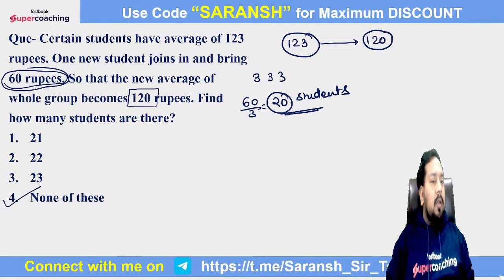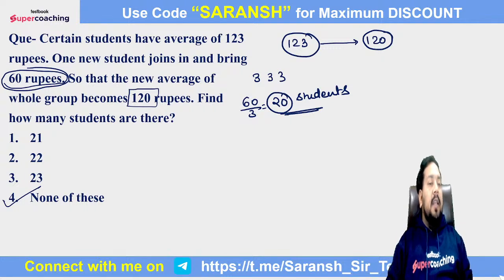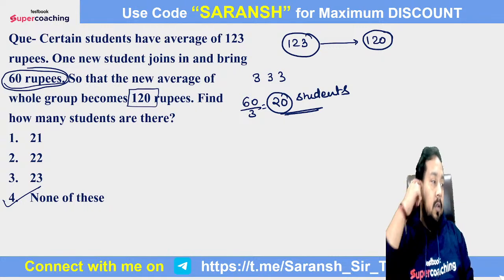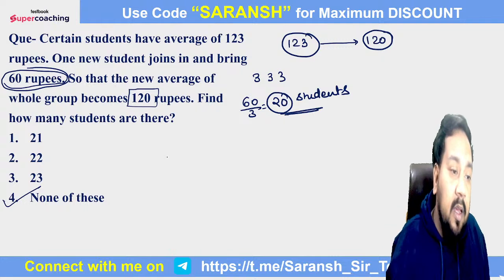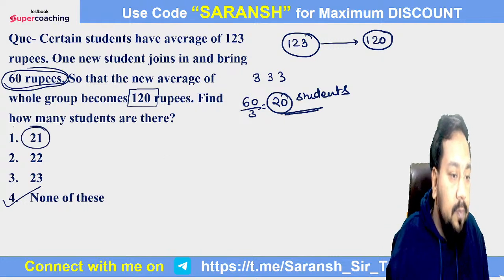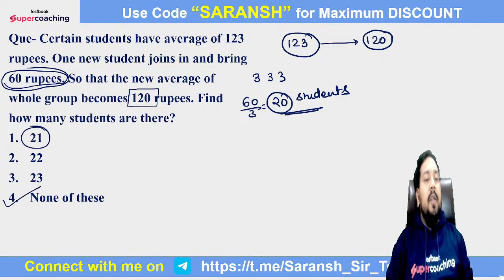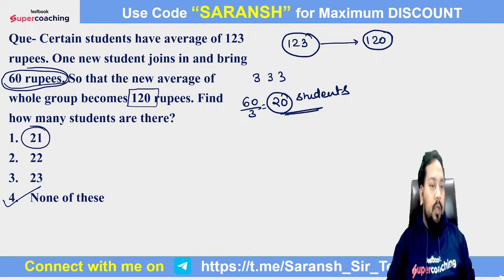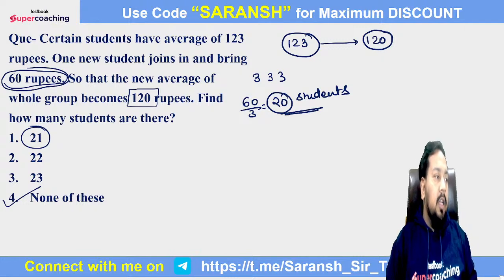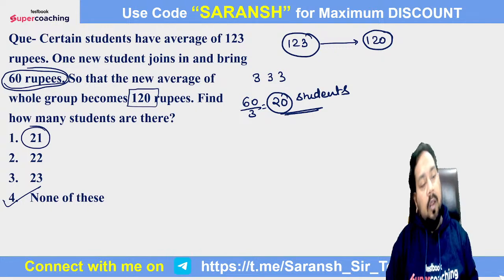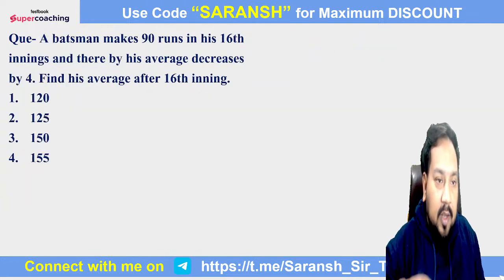Simple. But how many students are there, I said, not were there. Okay, were there. So the answer can be 21 also. He will give you the hint about how many students after the new student joins, or the new average has how many students, then you will give the answer 21. Okay, easy. Now check out.